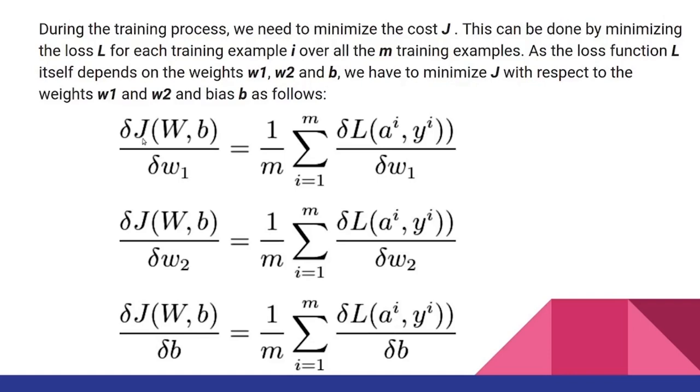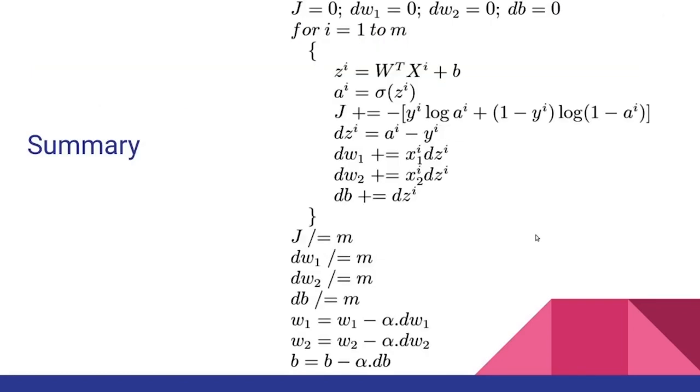So J is our cost function, right? Given W and B, we want to know how to minimize that with respect to W1. And the formulas for that are given here. And with this, we have ended our discussion on logistic regression. And this is just a simple pseudocode to sum up everything that we do. We first initialize a cost to 0, all our changes in weights to 0, and we run our algorithm. And finally, we have our output of the model as our weights and bias, W1, W2, and B.